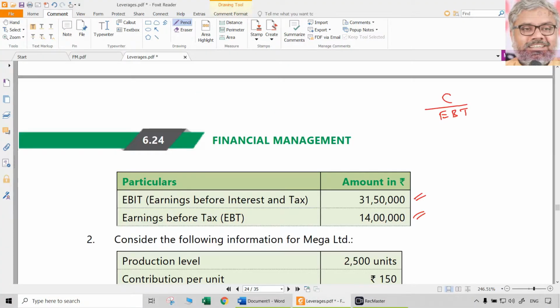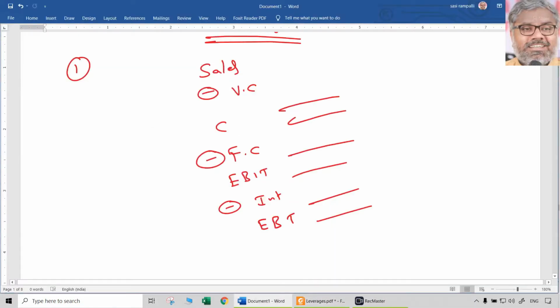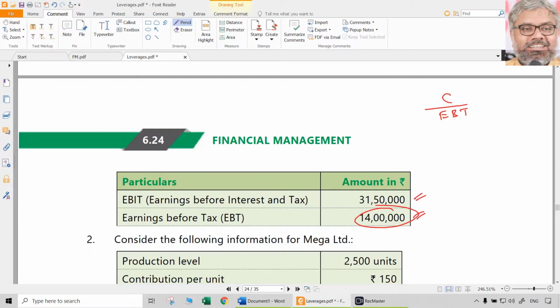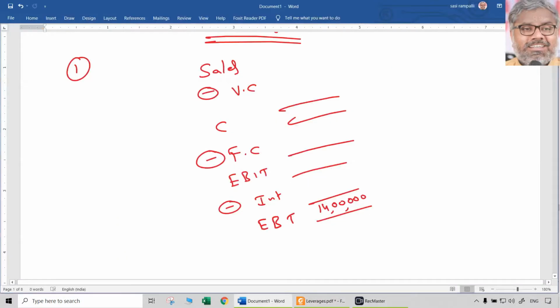EBT is already given, that is 14 lakhs. EBIT is also given, that is 31 lakhs 50,000. So naturally, how much should be interest? Though we don't need it, should be how much? Remaining amount, that is 17 lakhs 50,000 should be interest.